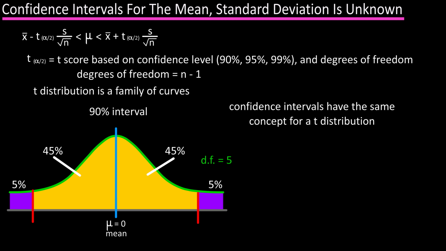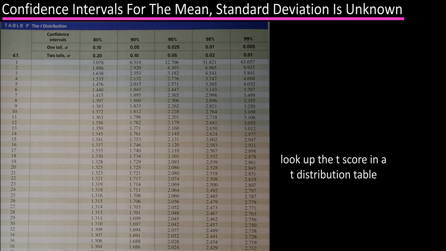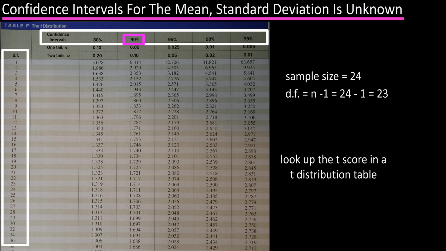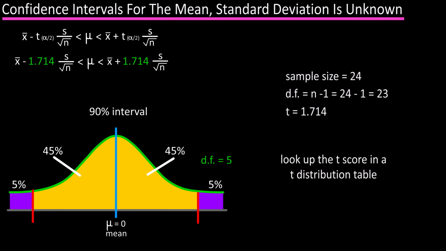And just like with a z-score, we would look up the t-score in a t-distribution table. And here is a t-distribution table, which can be found through an internet search or in any statistics book. And for confidence intervals, we will use the top row under the 90% column. Say our sample size was 24, then the degrees of freedom, n minus 1, would be 24 minus 1, or 23. So under column 1, df, we would go down to 23 and over to the 90% column, and we get 1.714, which is the t-score. And going back to our formula, we would plug this value, 1.714, in for t alpha over 2.